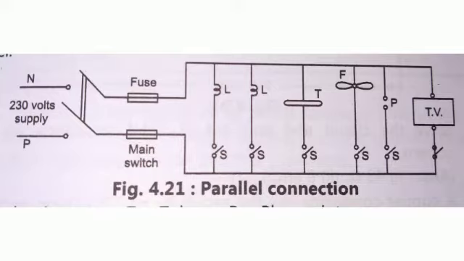Here in the diagram you can see L stands for the lamps, T stands for the tubes, P stands for the plug points, S are the switches, F is the fan and T is the television. Just understand that in parallel connection voltage is constant and our household equipment requires 230 volts, so we use the parallel connection.